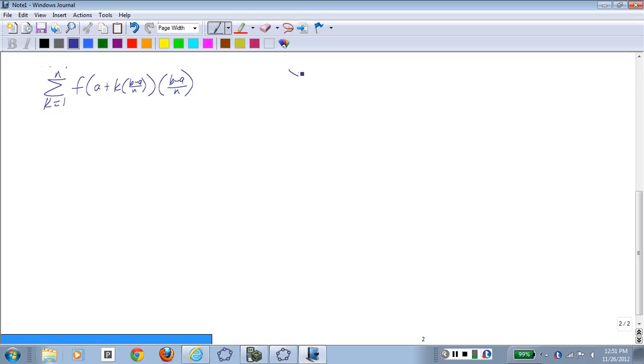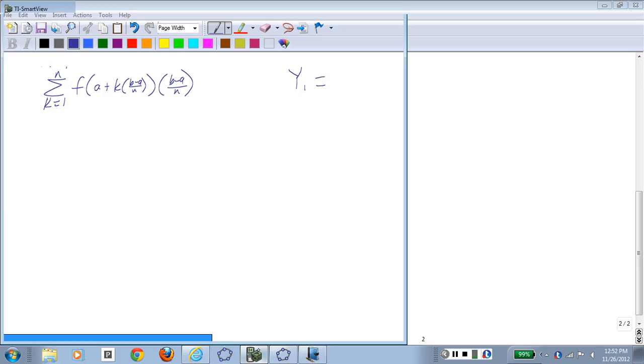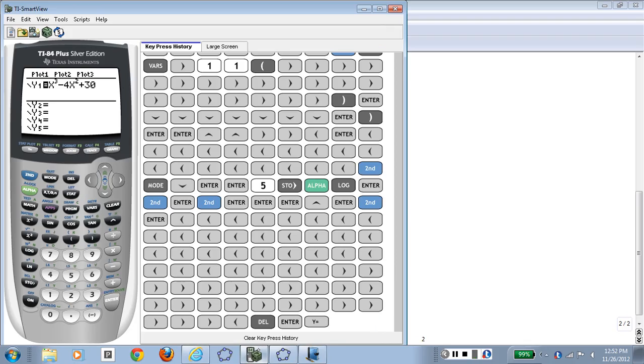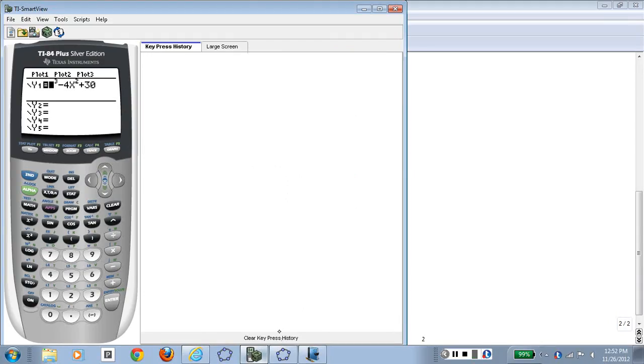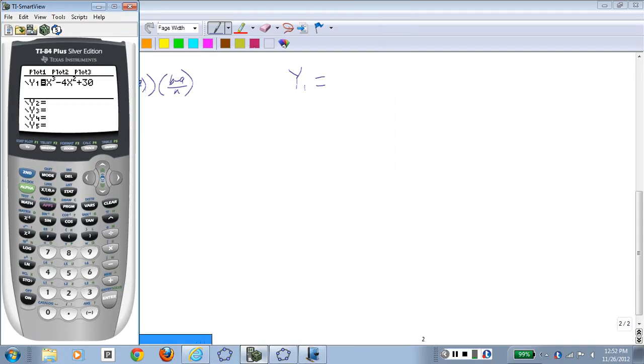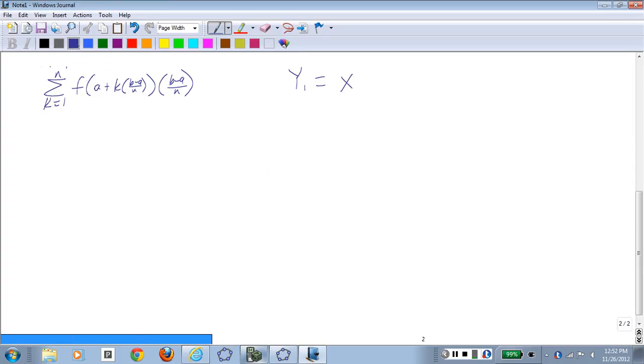In your Y1, what I'm going to ask that you do is this. X cubed. I don't think we need the key press history, I think it's just going to confuse, so I'm going to cover that up. X cubed minus 4x squared plus 30. So x cubed minus 4x squared plus 30. That appears nowhere in the notes. I just kind of made that up an hour or so ago, but it seemed to work fairly nicely.